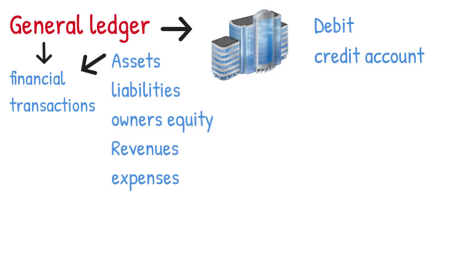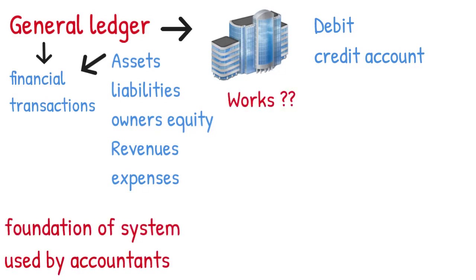How a general ledger works. A general ledger is the foundation of a system used by accountants to store and organize financial data used to create the firm's financial statements. Transactions are posted to individual sub-ledger accounts, as defined by the company's chart of accounts.